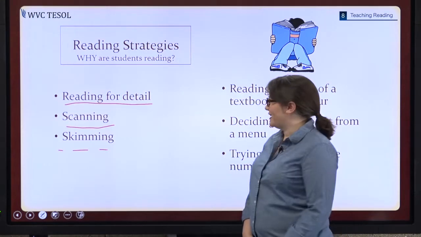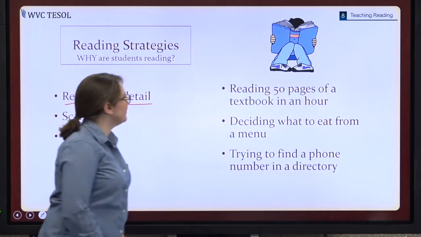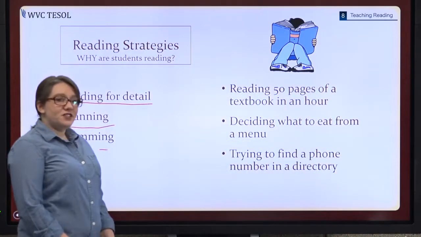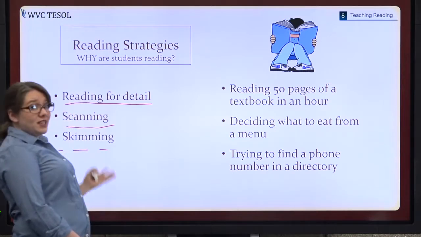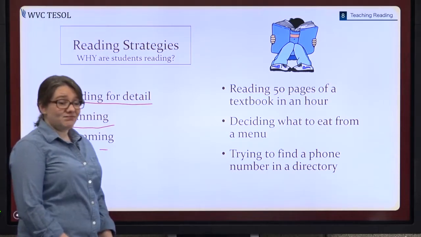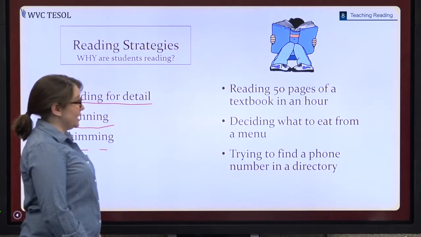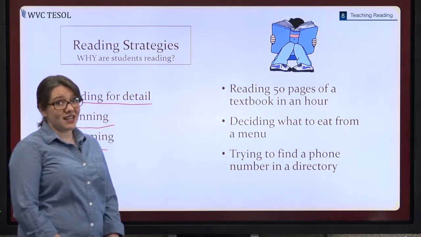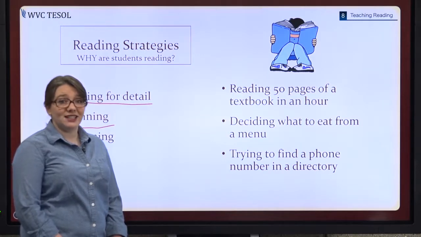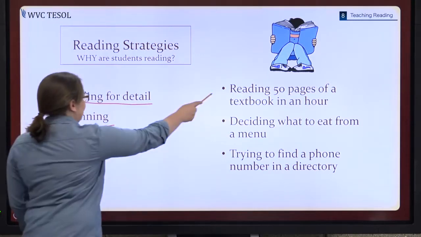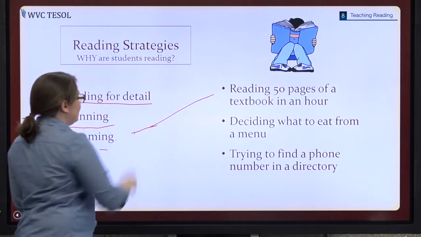Here's a short activity. Reading 50 pages of a textbook in an hour. Now, which one of these three is that? If we're reading 50 pages of a textbook in an hour, that means that we're looking for the general idea. So that would be skimming.